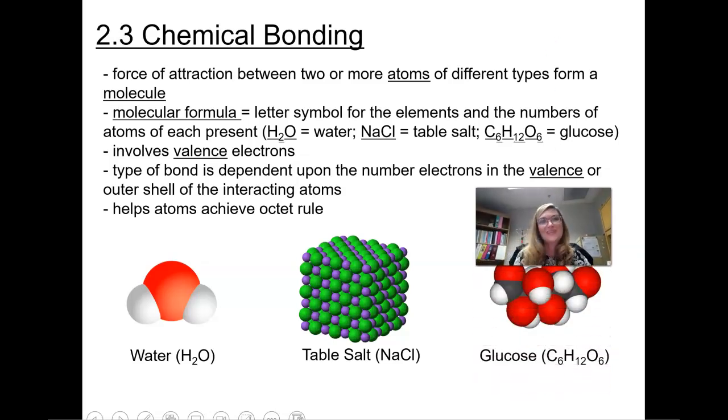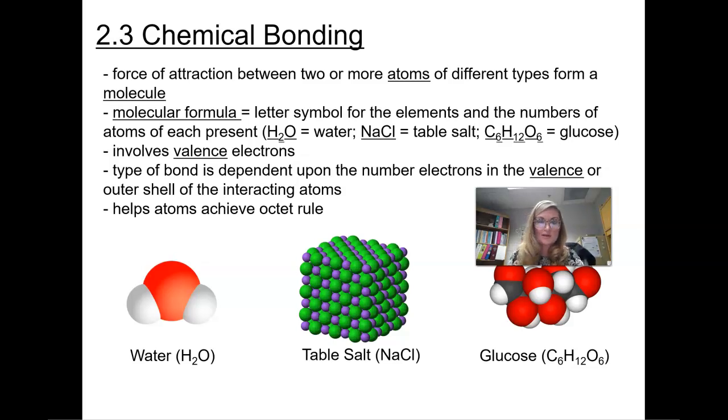All right. So chemical bonding. A chemical bond is going to be a force of attraction between two or more atoms of different types of molecules. The molecular formula is going to be the letter symbol for the elements and the number of atoms of each present. So, for example, H2O is water, NaCl is going to be your table salt, and C6H12O6 is going to be glucose. So H2O tells you that you have 2 hydrogens and 1 oxygen.